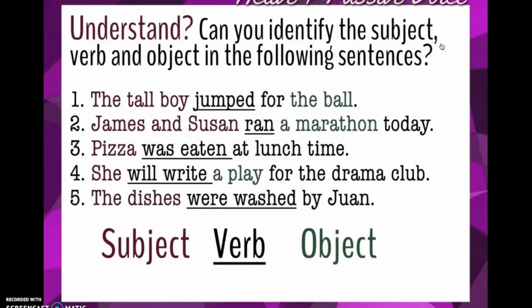Alright, so now we have them labeled. The subject is in the purple writing there, the verb is underlined, and the object is in green. I think that's green. So number 1, jumped is our verb. What did he jump for? The ball. Your verb is ran for number 2. What did they run? A marathon. You'll notice number 3 does not have an object. Number 4, write is your verb. What will they write? A play. And number 5 also does not have an object.